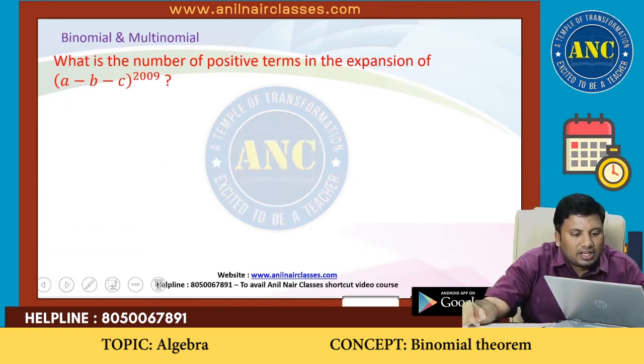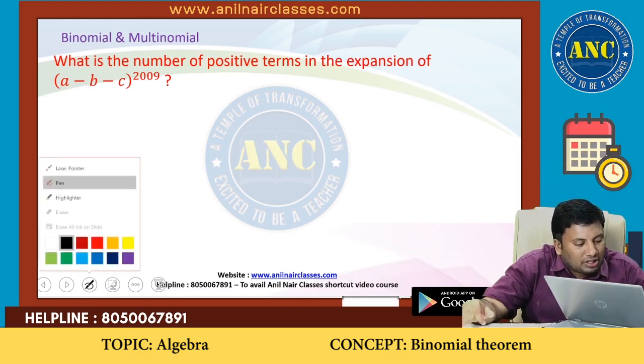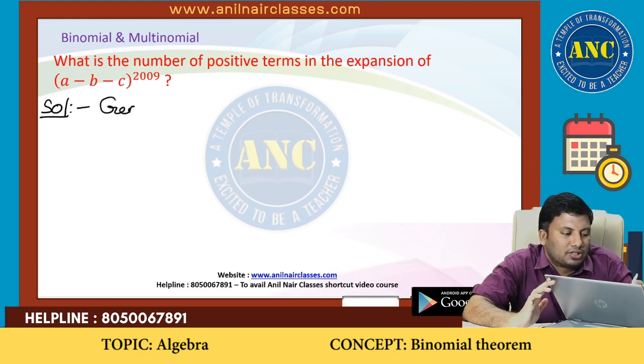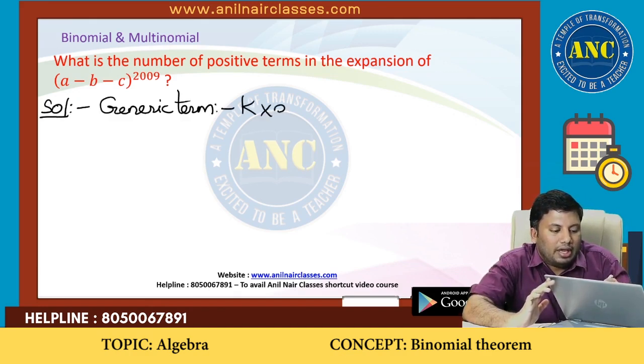Next one. Now see here. Find the number of positive terms. Now, the idea will be extremely clear to you. Find the number of positive terms. Generic term will be k into a power x, b power y, and minus c power z.